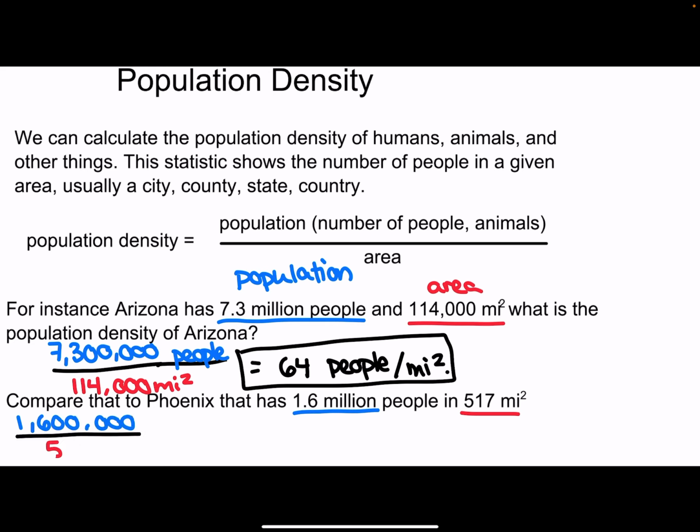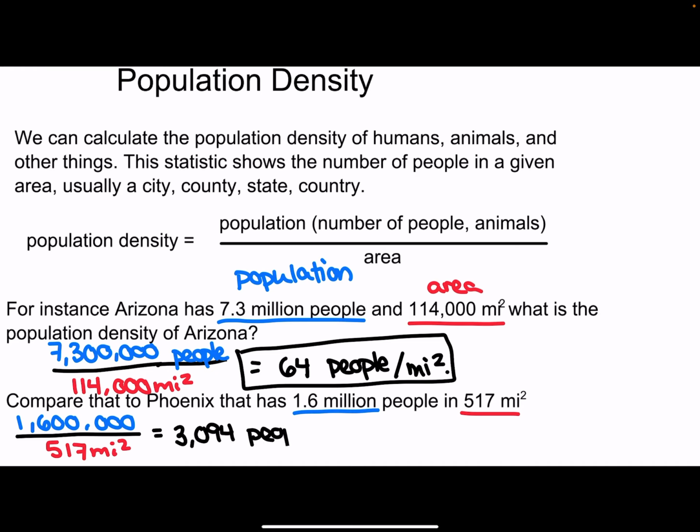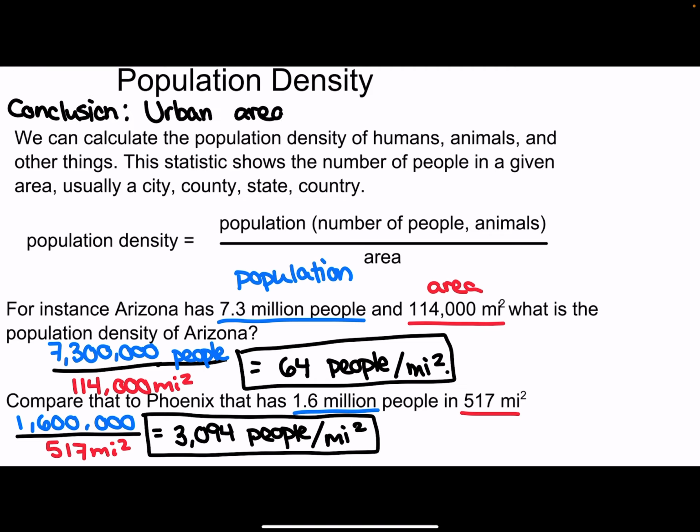1,600,000 divided by 517. When you enter that into your calculator, you'll be left with 3,094 people per mile squared. Now, this is much heavier. There's a lot more people within that square mile. And that makes sense because Phoenix is much more urban than, say, a northern Arizona town, which is much smaller. And, of course, urban areas are going to have more people there, so therefore they're going to be more population dense. And that's because of a variety of reasons.